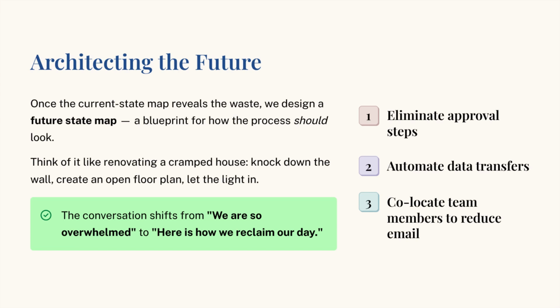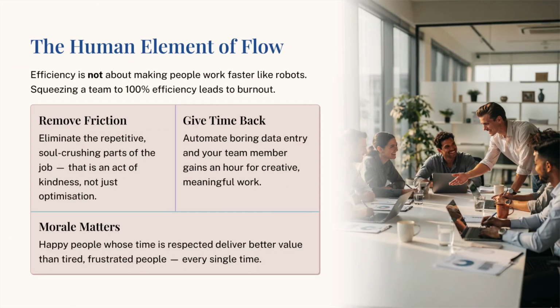So now that we've mastered the vision of a streamlined future, you might be wondering how we handle the human side of this. Because change can be difficult for people. Well, that brings us right into our next step, which is balancing efficiency with team well-being. This is where I need you to stay with me here. Efficiency is not about making people work faster like robots on an assembly line. That is a dangerous mistake.